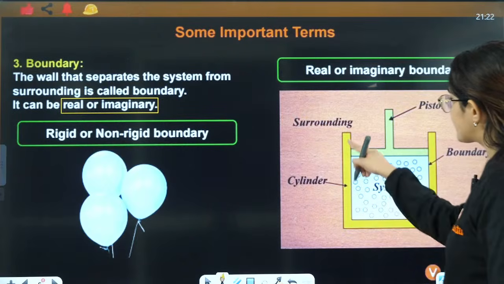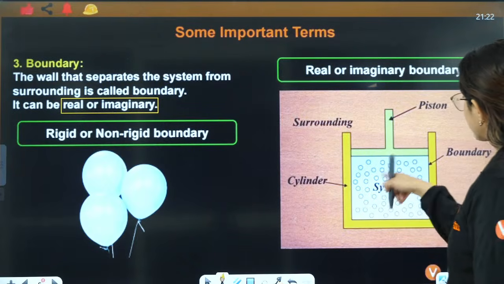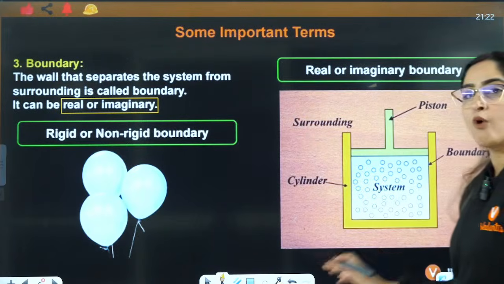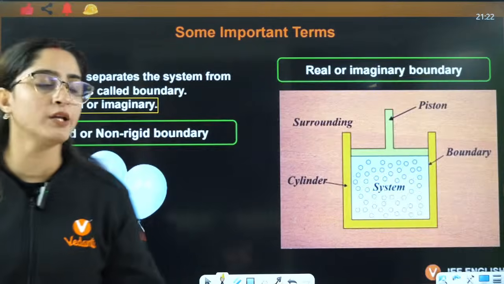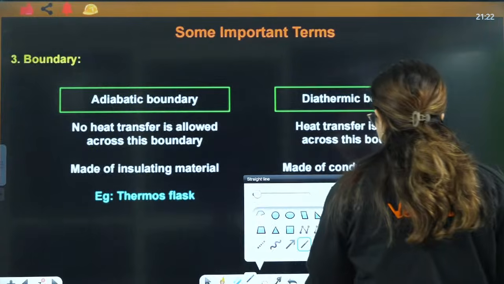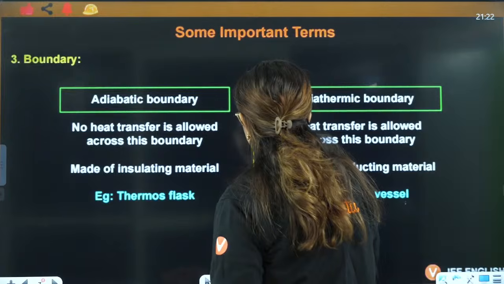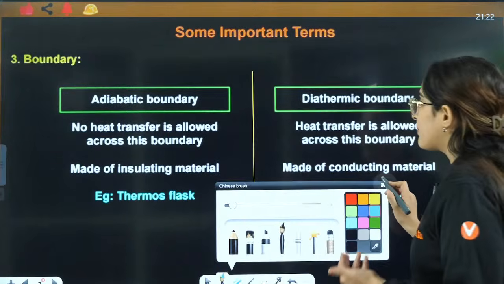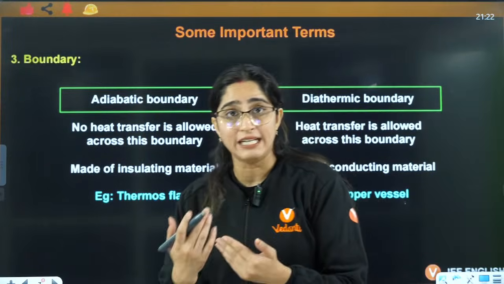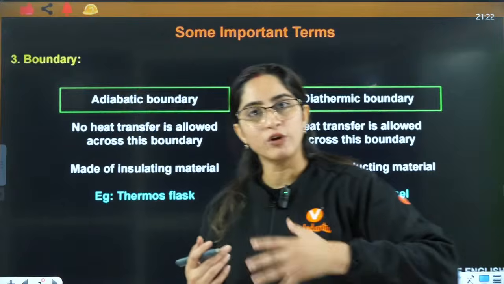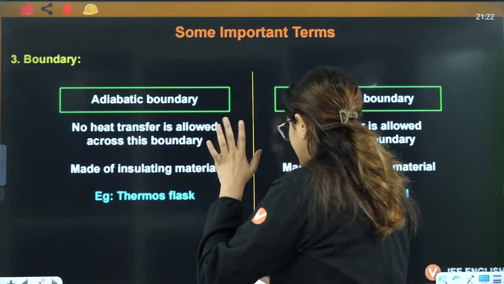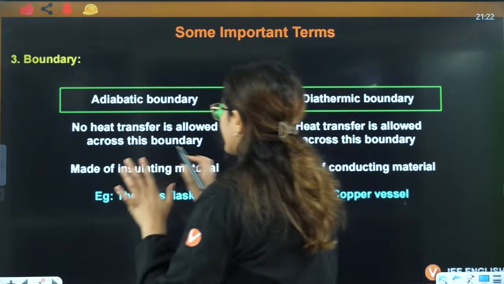Now if I say this is the boundary, this is the surrounding, this is the system, and this is the piston, the boundary can be isolated or non-isolated. Two kinds of boundaries can be there. The first is the adiabatic boundary. What do you mean by adiabatic? In adiabatic, there is no exchange of heat. Whenever you have an adiabatic boundary, no heat transfer is allowed.